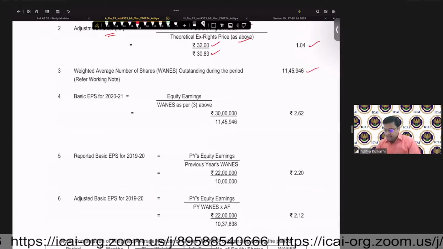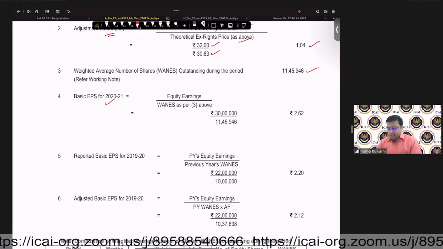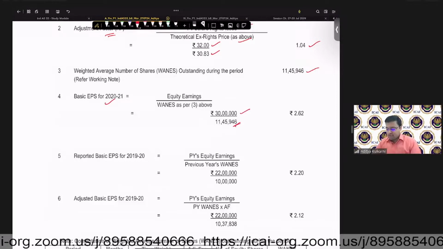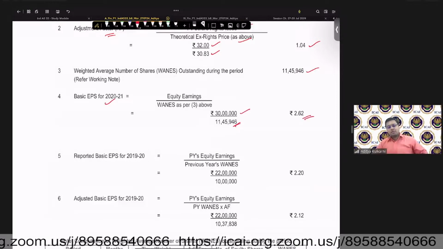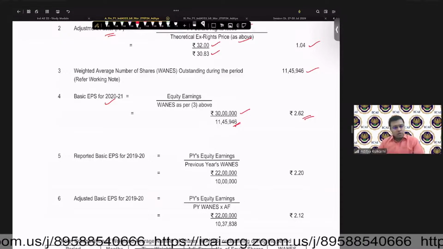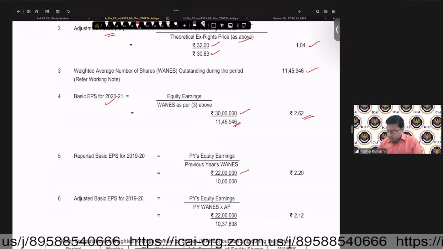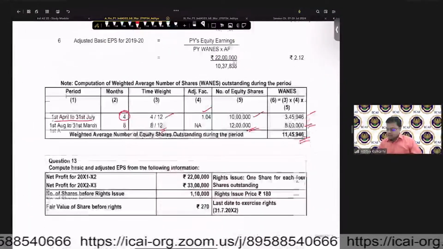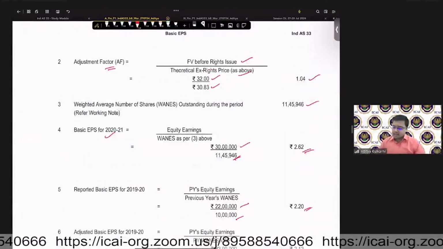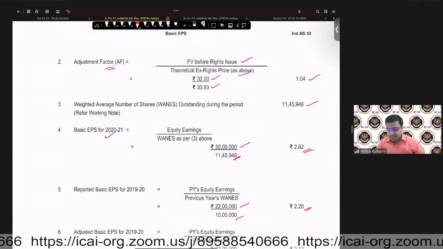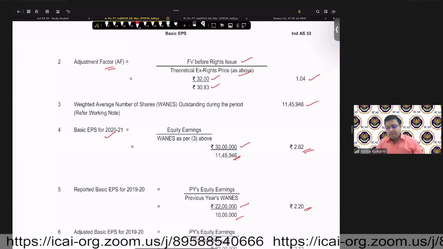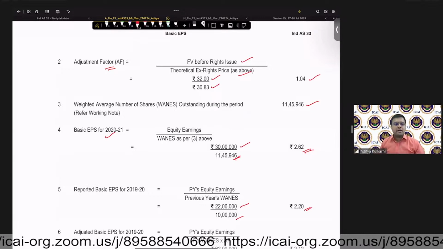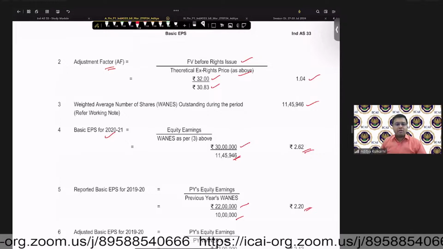So your basic EPS for 2021 is going to be 30 lakhs profit divided by 11,45,946. So this comes to 2.62. What was the reported number earlier? 22 lakhs divided by 10, so that comes to 2.2. I'll come to the restated value shortly. But let us understand why I have this rights adjustment factor, or the reasoning behind doing this kind of working.